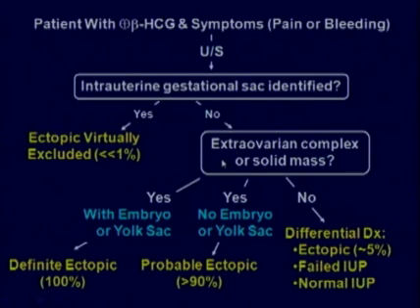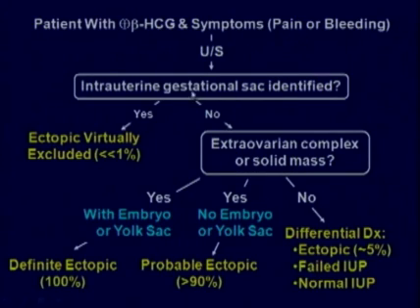And then the possible answers to that question are yes, there is one with a yolk sac or an embryo. So if we see a complex mass outside the ovary in the adnexa with an embryo or yolk sac, we've diagnosed a definite ectopic pregnancy. Likelihood is 100% of ectopic because we've seen the embryo or yolk sac. If the answer is yes, there is a mass in the adnexa, but there's no embryo or yolk sac, then the likelihood of ectopic is not quite 100%, but it's very high, over 90%.